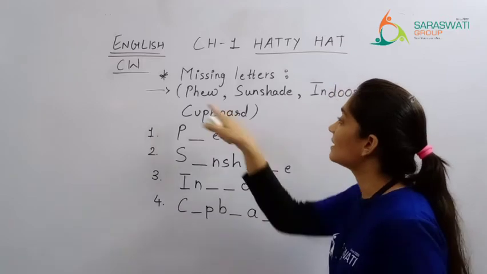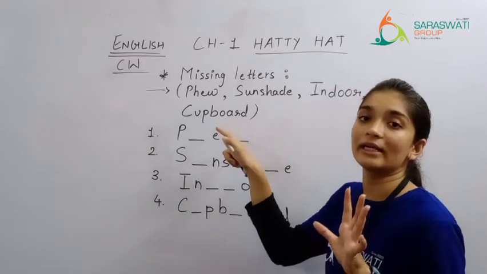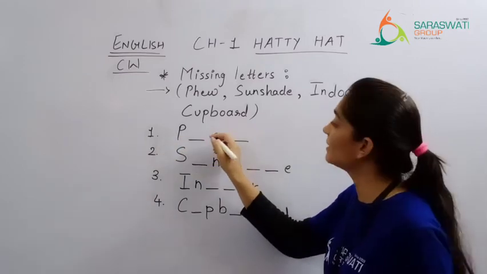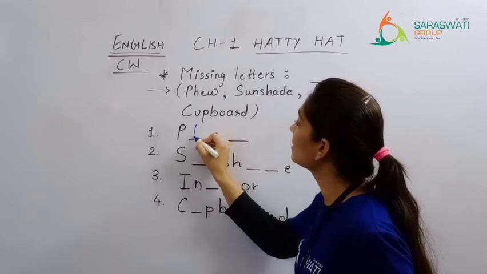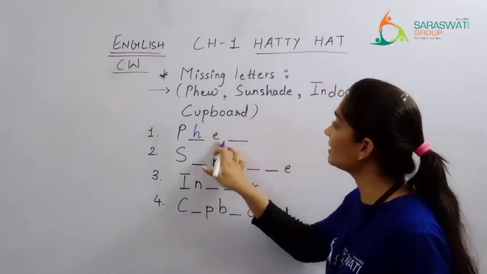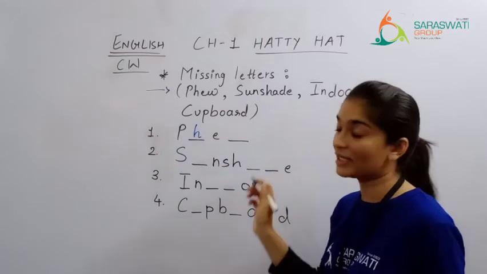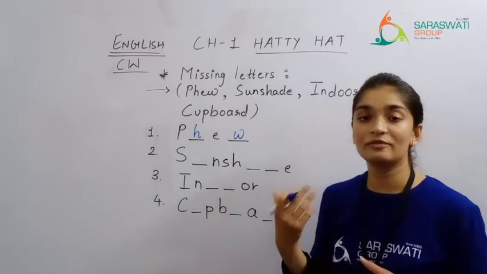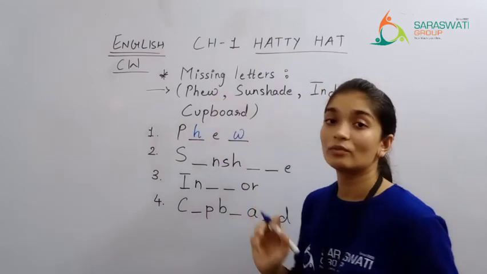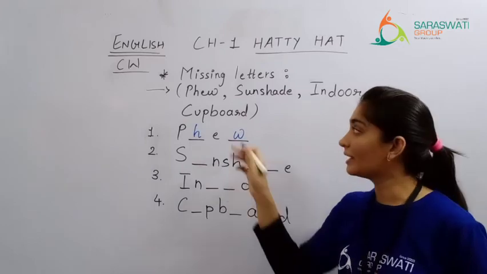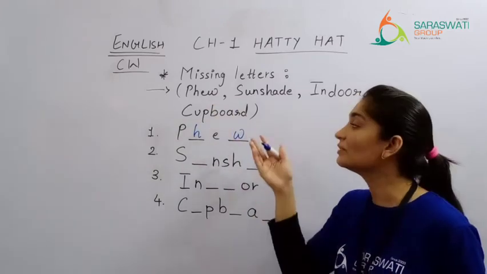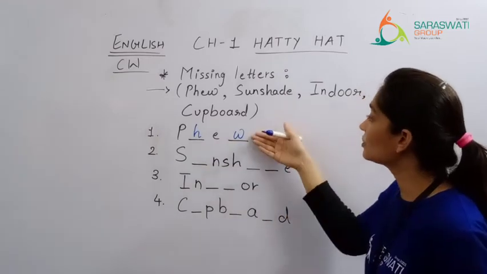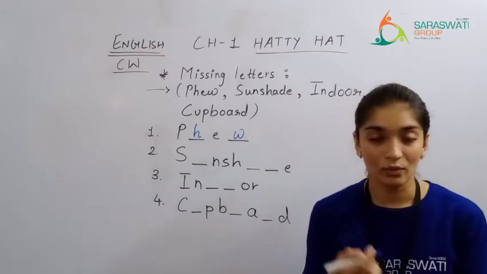Okay, so let's see. Here we can see P. Bijaya, you are not getting the word P. So what you are supposed to do? After P, what will be the missing letter? It's H, then E. So here also we have the same letter, and the last one is W. So we just completed the word. We filled the missing letters with the help of the word given in the bracket. Now, the word is hue. Okay, what is this word?